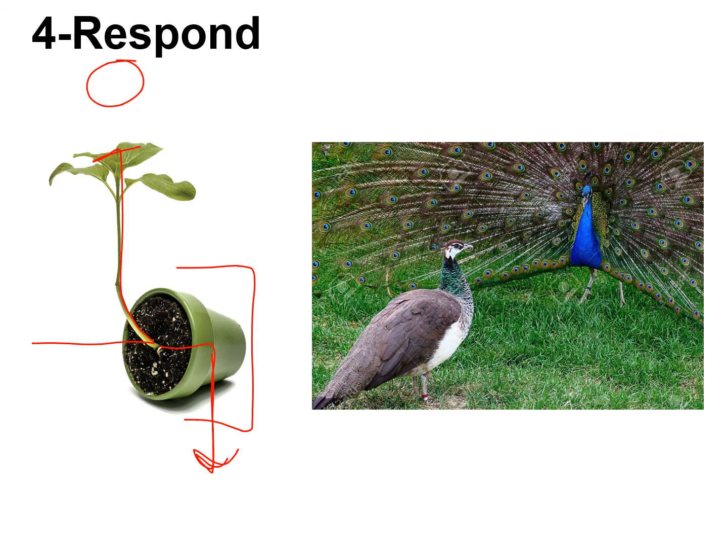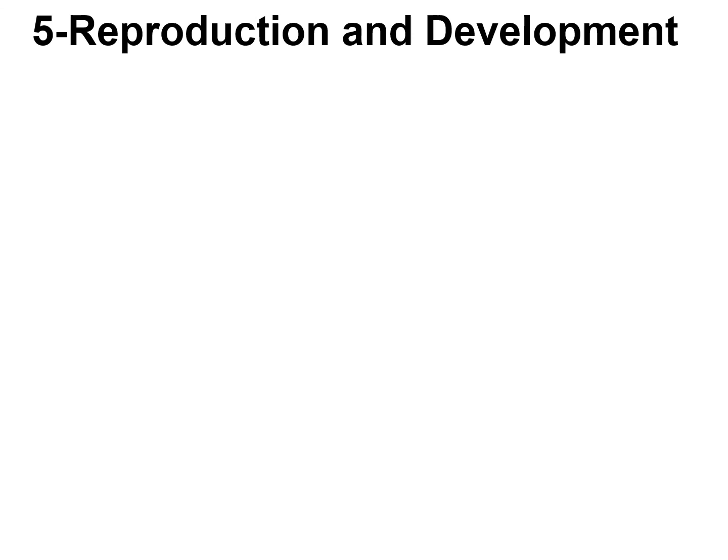So male peacocks, they put their feathers out to attract a female, and then the female, of course, is responding to the visual display of the male peacock. So that's an important characteristic, that living things are able to respond to the environment, which may include other individuals as well. The fifth characteristic that all living things share is reproduction and development, and I put these two together because they're very closely related.